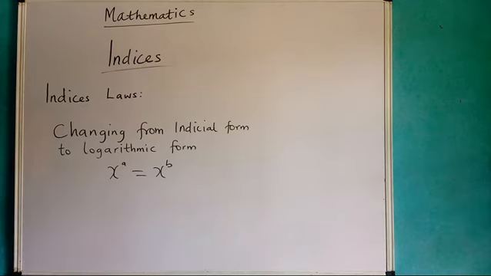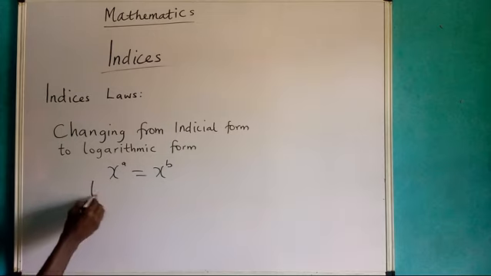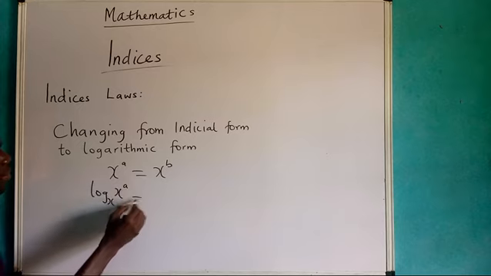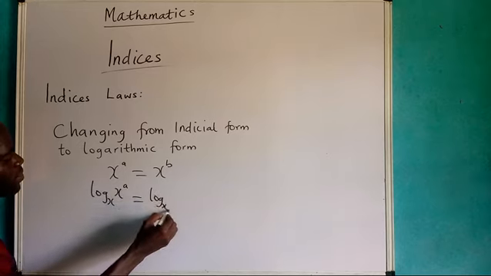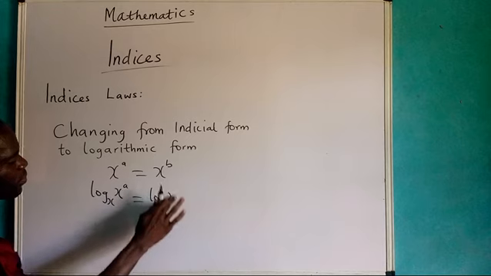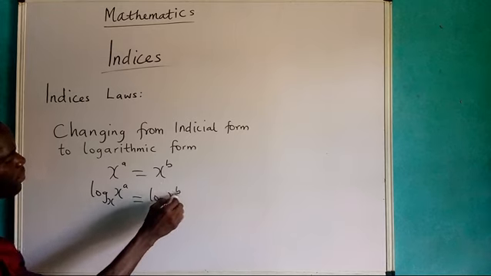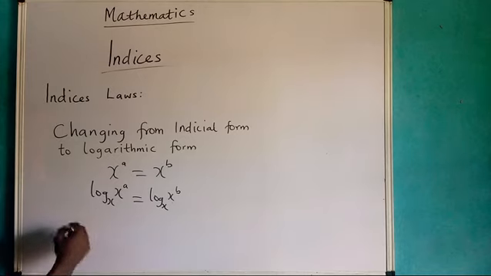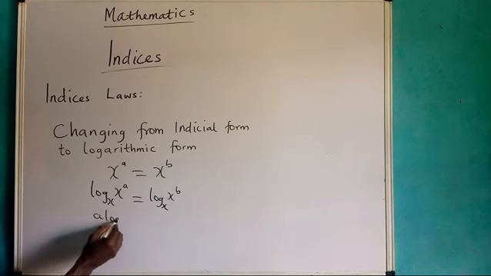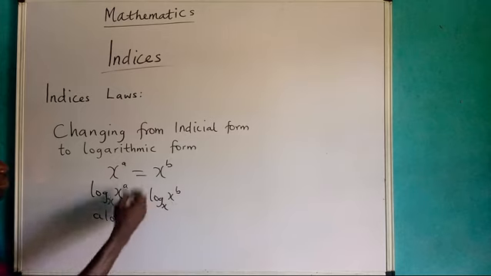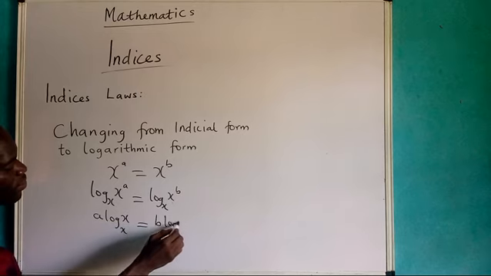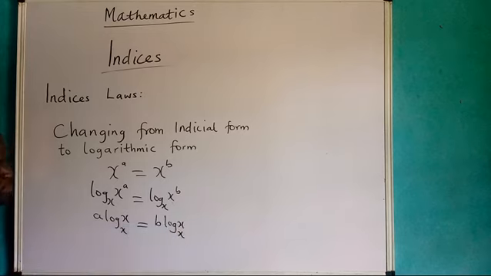The x is the base. We need to take the log of base x on x power a. We also take the log of base x on x power b. Now, what can we do again here? We take a to the back of the log. We now have a log x base x. We also take b to the back of the log. We have b log x base x.